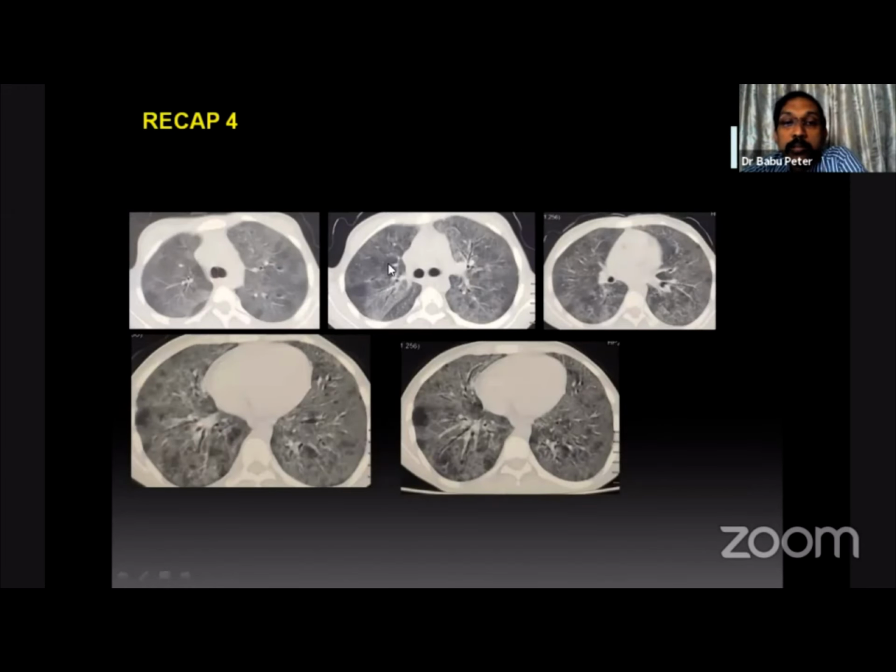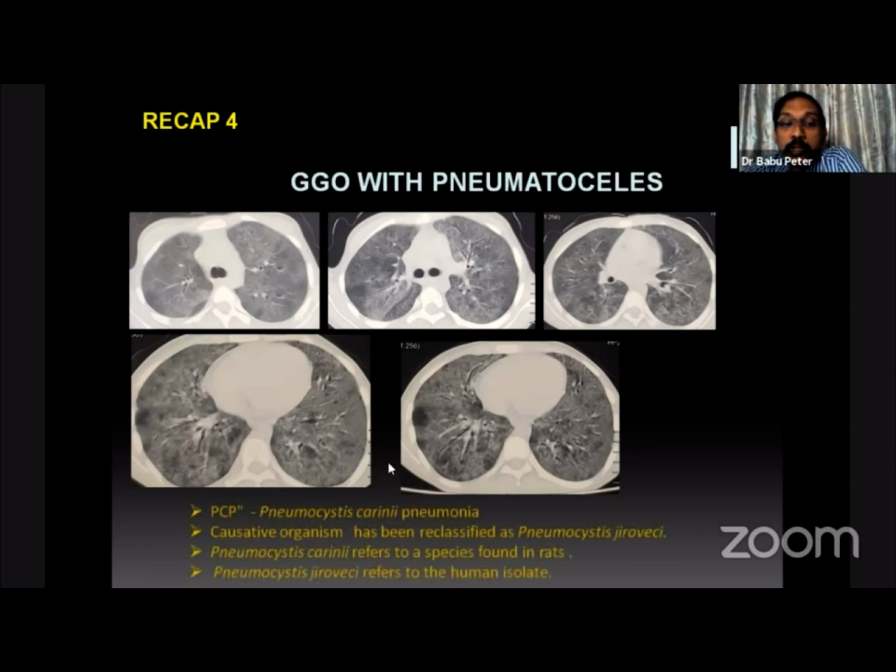So what is the pattern? The pattern is diffuse ground glass opacification. In addition, we find there are multiple cystic spaces, which is seen here. So the diagnosis would be Pneumocystis pneumonia. Now, what is important to know is this is ground glass opacification with pneumatoceles. And earlier it was called Pneumocystis carinii pneumonia, but now the causative organism has been reclassified as Pneumocystis jirovecii, since the term carinii refers to a species that is found in rats, whereas jirovecii is found in the human isolate.